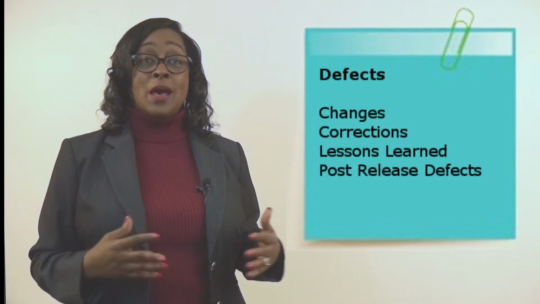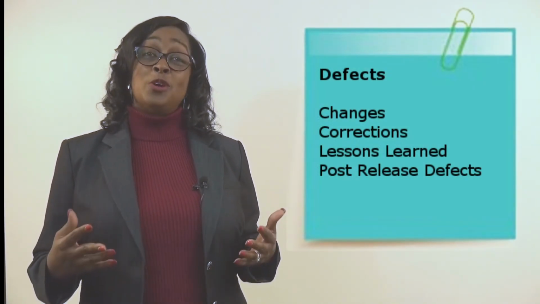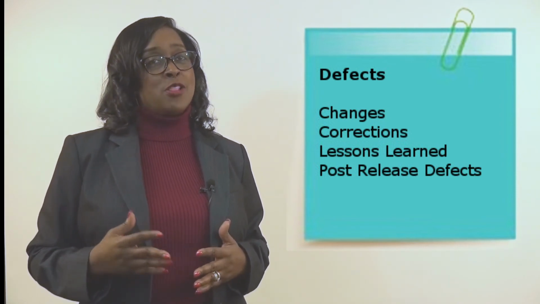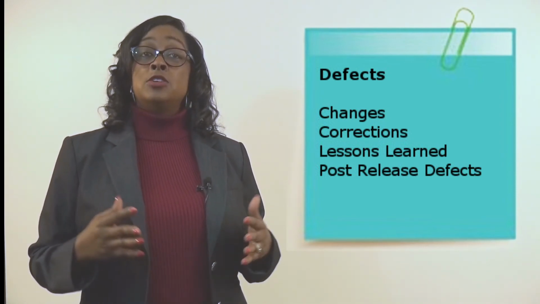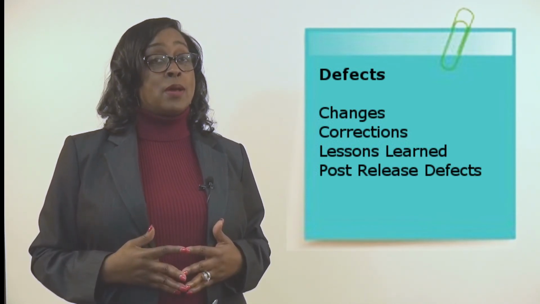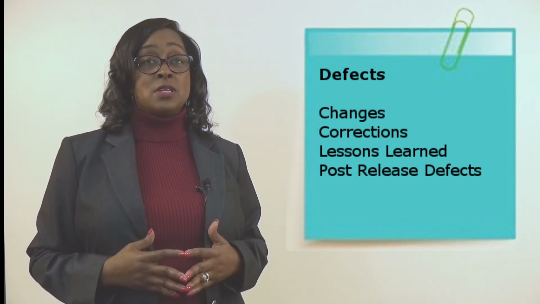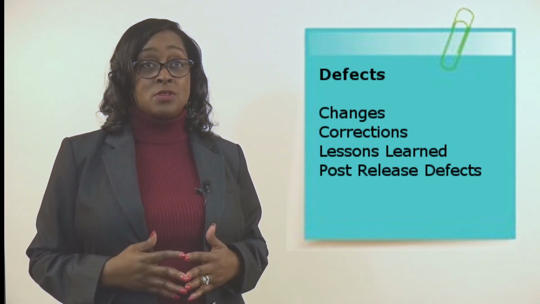And last, let's talk about defects. From time to time, you have changes, corrections, you learn. We know in Agile, we're all about learning quickly. So when you get those defects, if they don't need to go out immediately, they need to have a placeholder so that they can be prioritized along with the other items.